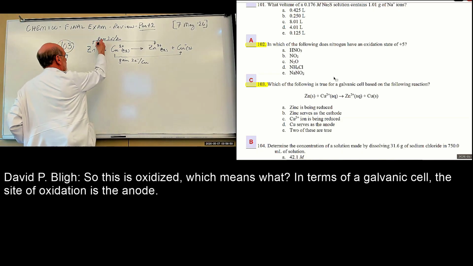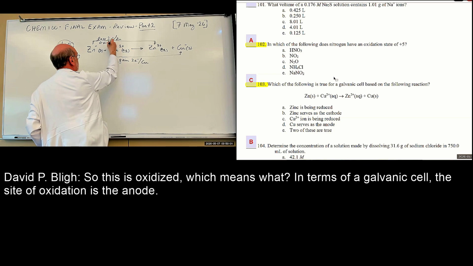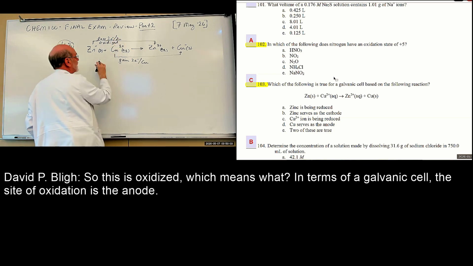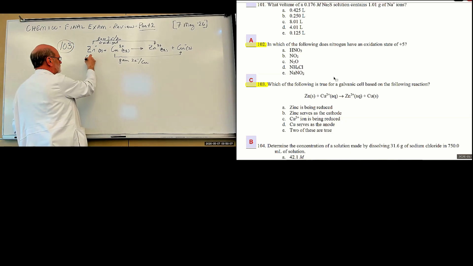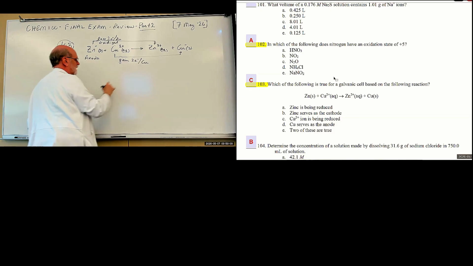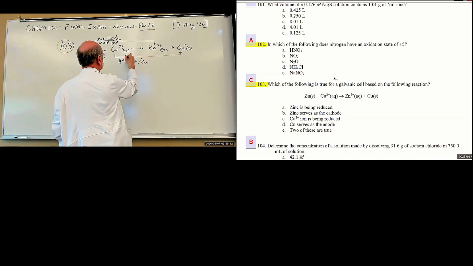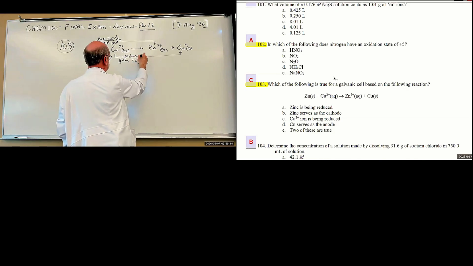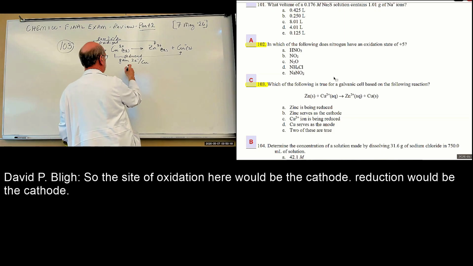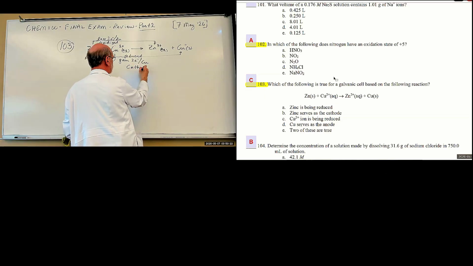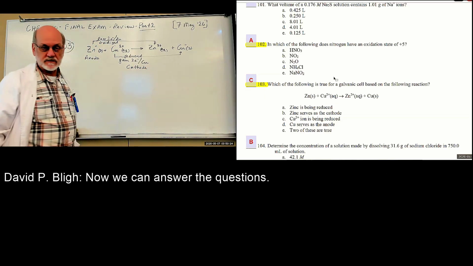Right? So this is oxidized, which means what? In terms of a galvanic cell, the site of oxidation is the anode. This would be reduced. So the site of reduction here would be the cathode. Reduction would be the cathode. Now we can answer the questions.